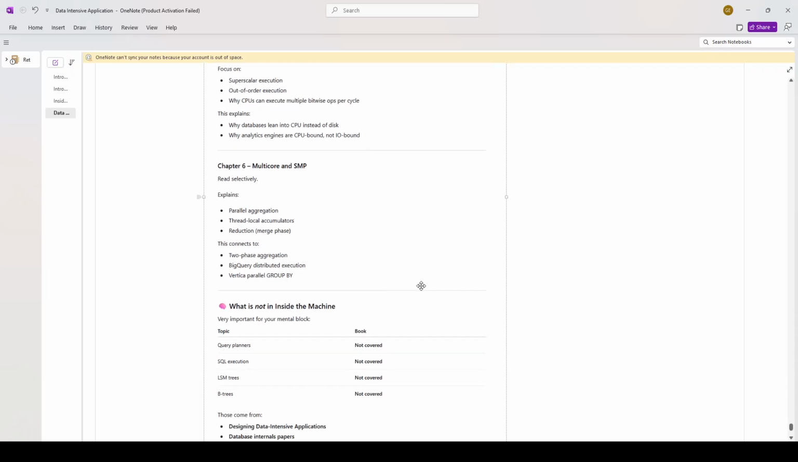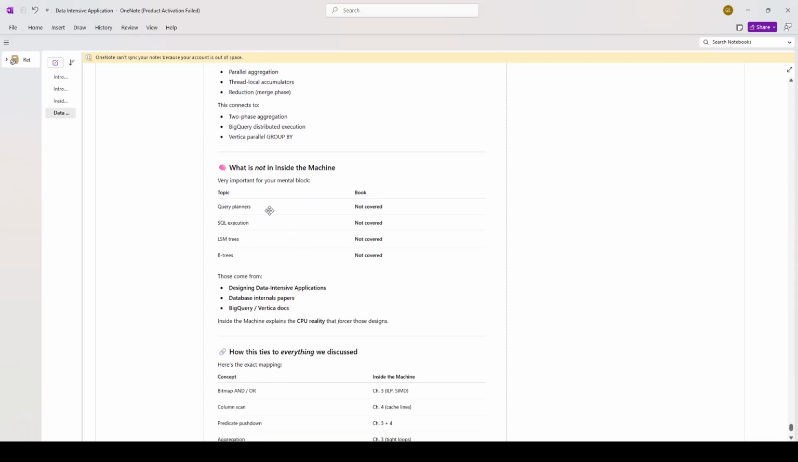Chapter 6, Multi-core and SMP, read selectively. It explains parallel aggregation, thread-local accumulators, reduction, merge phase. So these thread-local accumulators have something to do with branch folding, with the complete buffer queue, the ROB. This connects to two-phase aggregation, BigQuery distributed execution, vertical parallel GROUP BY.